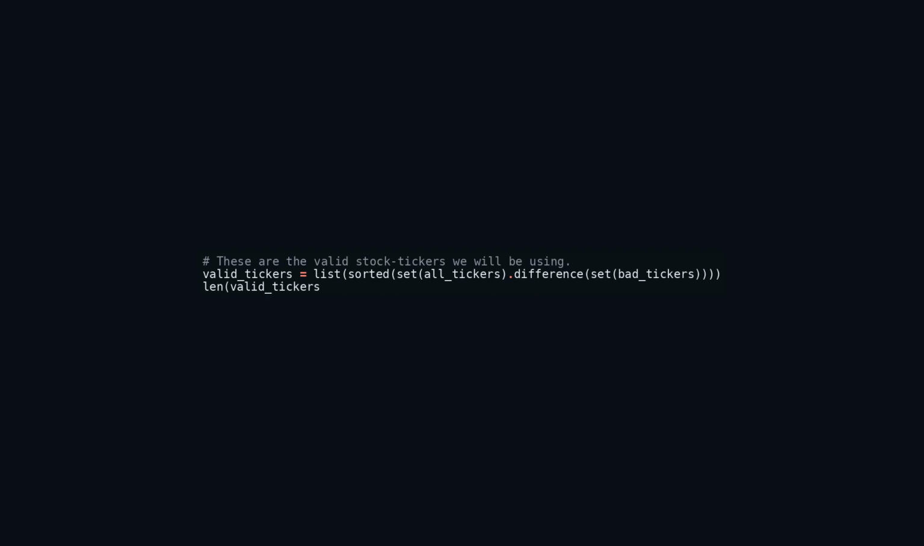This code is particularly useful for filtering out invalid stock tickers from a list of all tickers. It plays an essential role in data validation and processing in financial applications, where only valid tickers are acceptable for further analysis or processing.